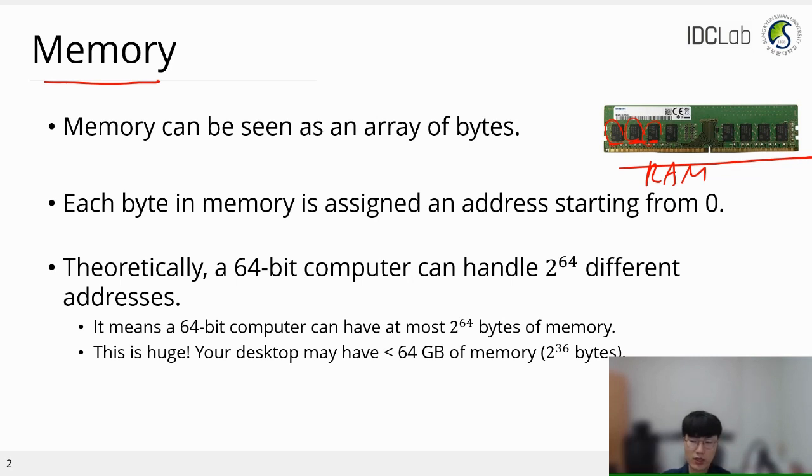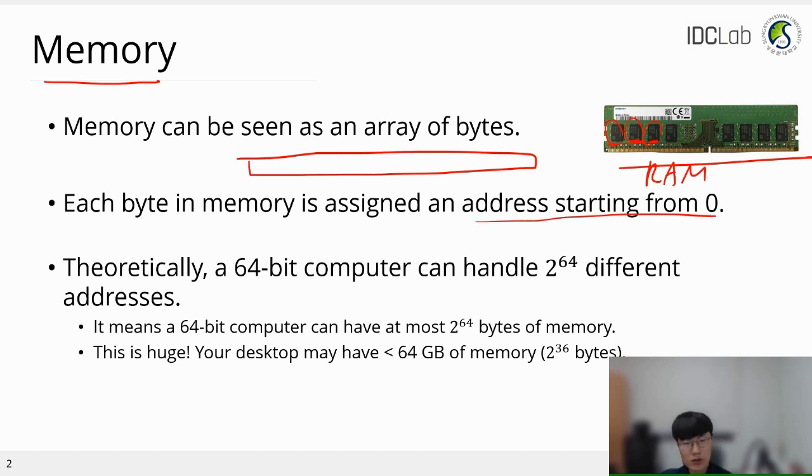We are not interested in how the actual memory is implemented, but we are just interested in how to use it. So memory can be seen as an array of bytes, a very long array. And each byte in memory is assigned an address starting from 0. So this array consists of cells, with each cell storing 1 byte. So 1 byte, and it is assigned an address starting from 0. So 0, 1, 2, 3, 4, and so on.